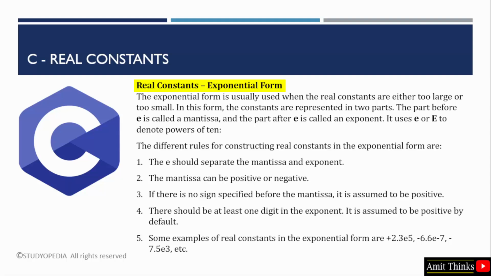So here are some rules for constructing real constants in the exponential form. The e should separate the mantissa and exponent. The mantissa can be positive or negative. Just like we saw before, if there is no sign, it will be assumed to be positive. There should be at least one digit in the exponent, which is positive by default. Here are some examples. In this we have used the scientific notation E, like 2.3E5, 7.5E3 and others.